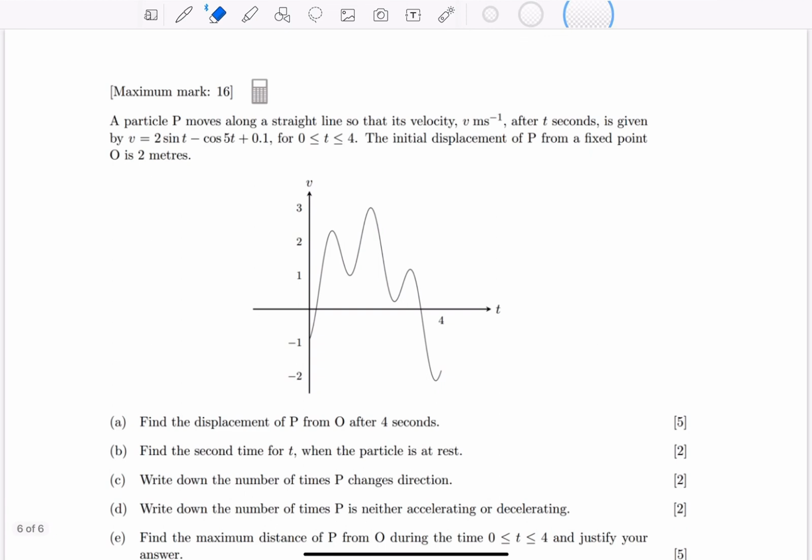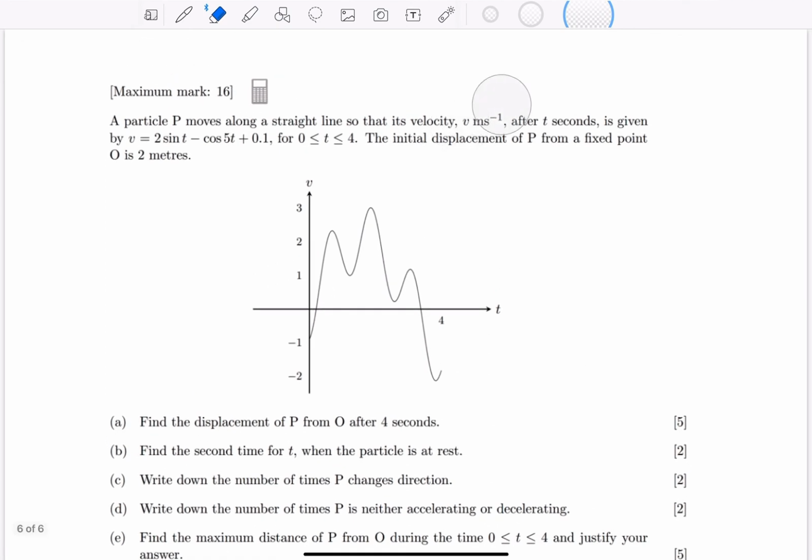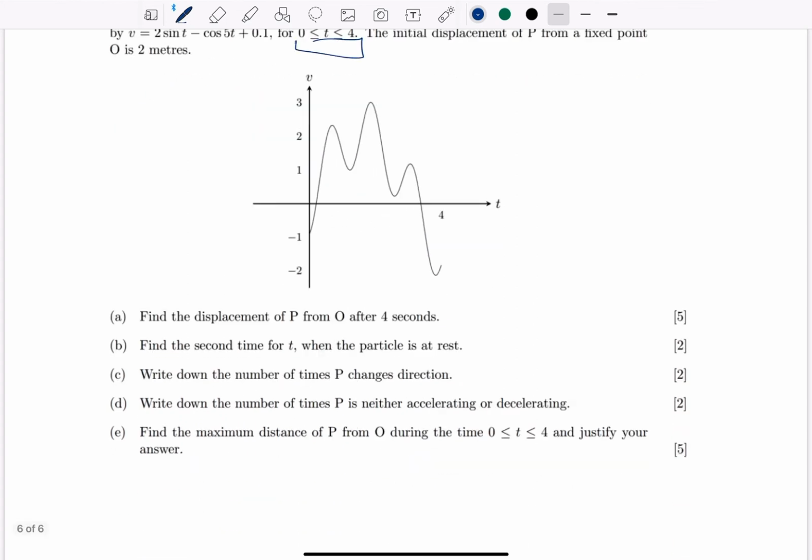Whew. A particle P moves along a straight line so that its velocity after t seconds is given by this function in this domain. The initial displacement of P is 2 meters. Alrighty. Find the displacement of P from O after 4 seconds.